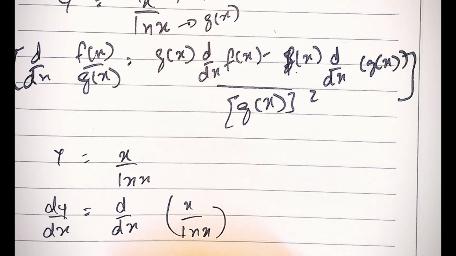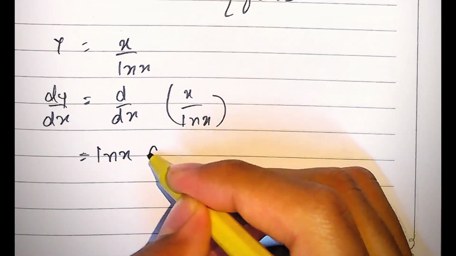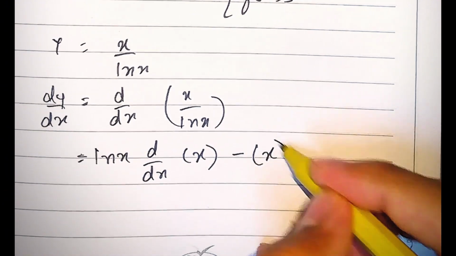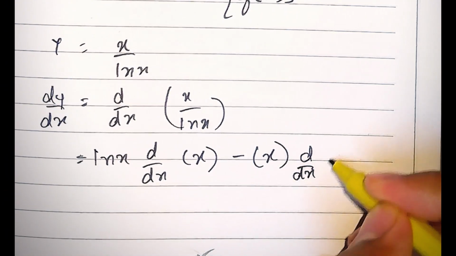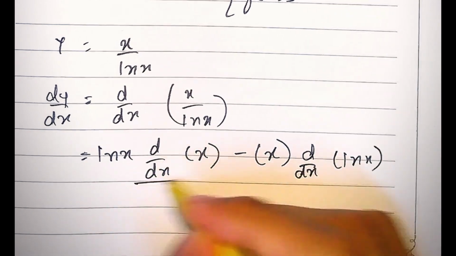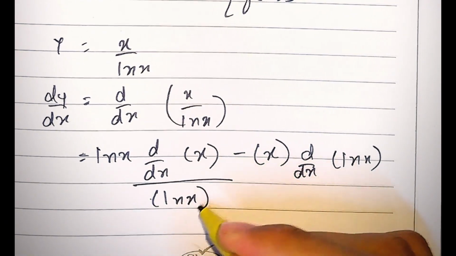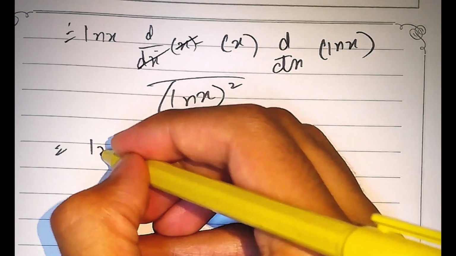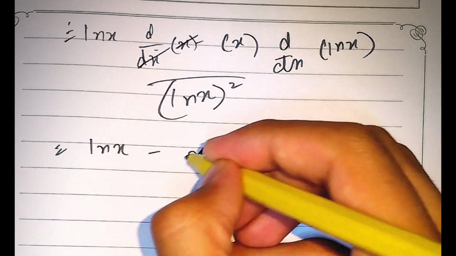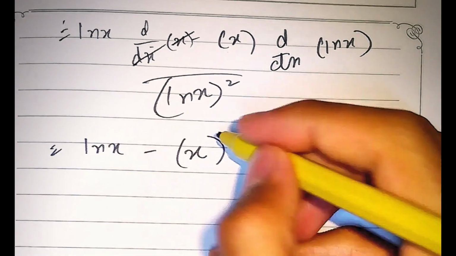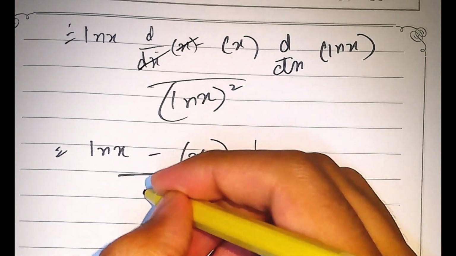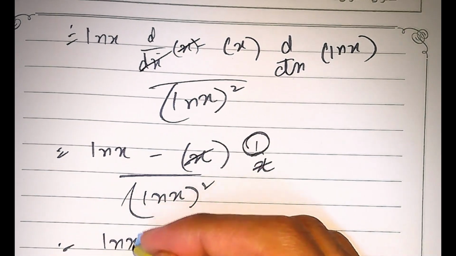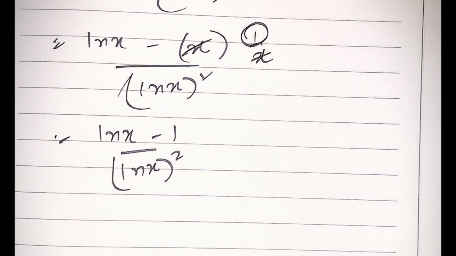Okay, so the second function as it is, derivative of the first function, i.e. x, minus the first function as it is, derivative of the second function, i.e. natural log of x, divided by the square of the second function. Okay, so over here we can further go on and cancel these terms. So we are left with natural log of x minus x, and the derivative of log of x is actually 1 divided by x, so 1 divided by x, divided by, and over here these terms are cancelled, so we are left with 1. So we have natural log of x minus 1 whole square, and this is the final derivative of this function.